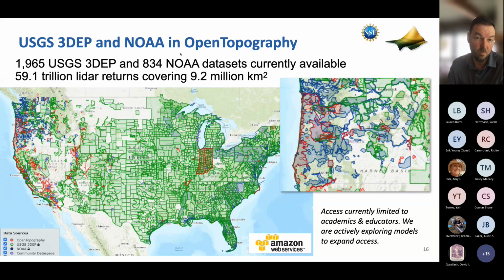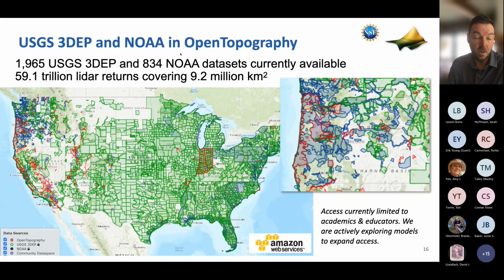The USGS is the biggest player in the US in terms of collecting these data sets because the 3DEP program is really seeking to cover the whole US. I think we're at like 80-something% of the lower 48 has been flown. And I think the goal is to be done by 2025.